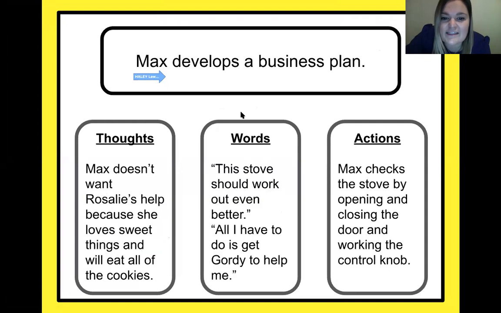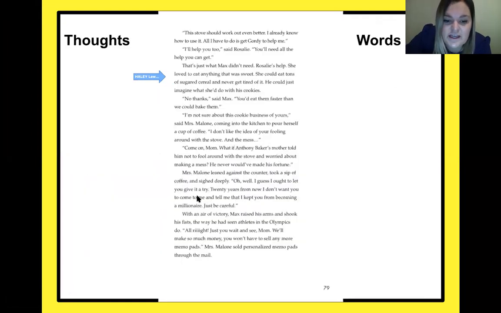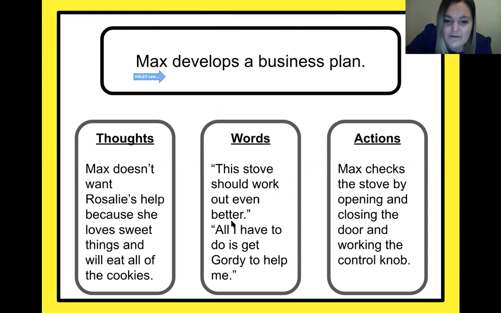Now we have to look back at his words. The first thing is right here where they're talking about the stove, because they're in quotation marks. So we know that he said it. He said, this stove should work out even better. I already know how to use it. So that's showing us he's thinking through that plan now. Earlier, when he talked about the shack, he wasn't really thinking that clearly, but now he's like, oh yeah, I'll use this stove I already know. So this stove should work out even better. All I have to do is get Gordy to help me. So that shows he doesn't want Rosalie's help, but he does have a plan and he is going to go get with Gordy. So just his thoughts, his words, and his actions show us how he develops his plan for his cookie business.